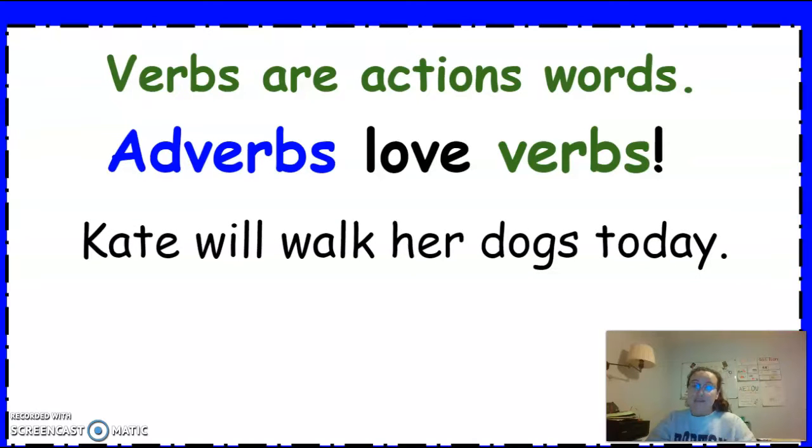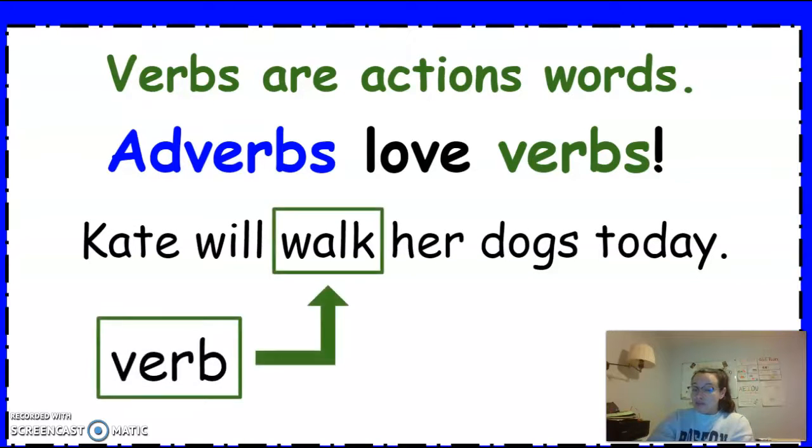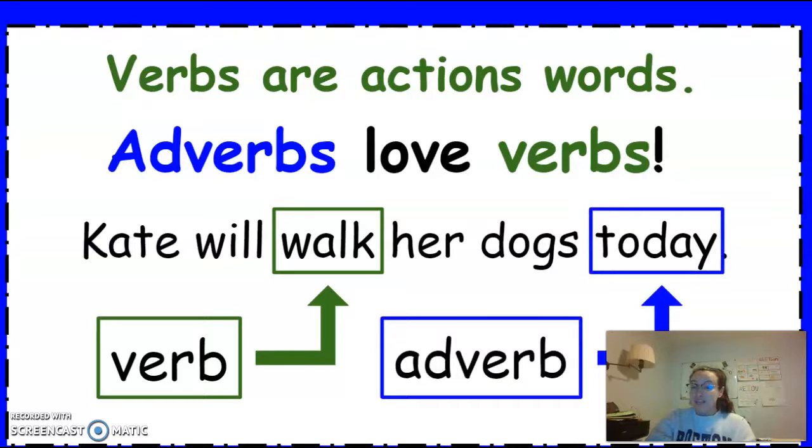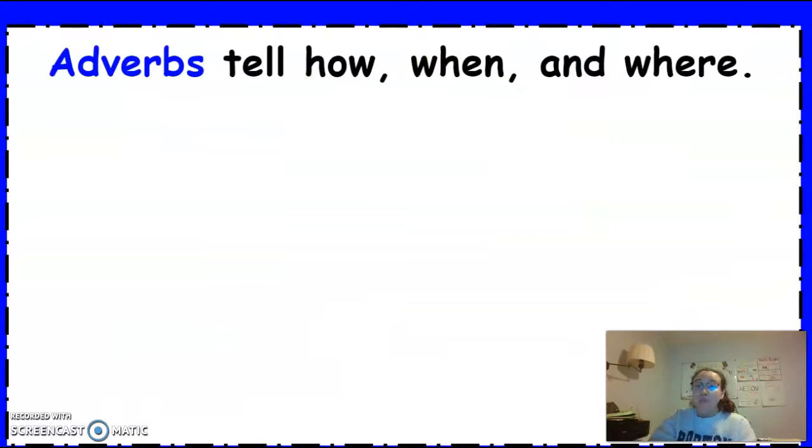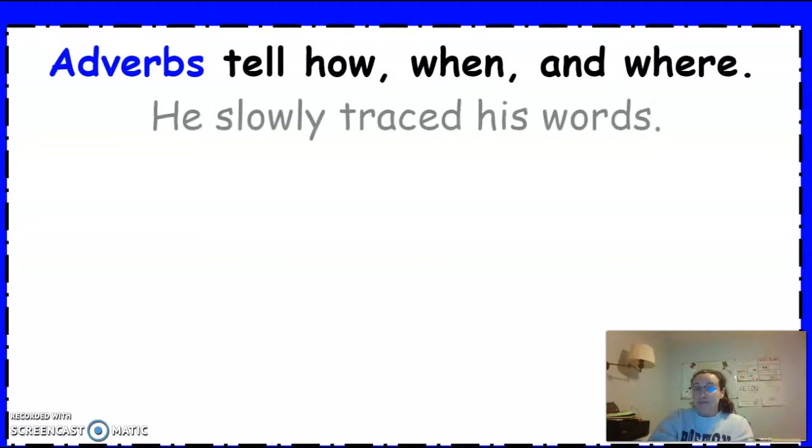Let's take a look at this example. Kate will walk. There's our verb, right? We know that Kate is walking. She will walk her dogs. Kate will walk her dogs today. Today would be our adverb. So we could easily use the sentence, Kate will walk her dogs, but by adding today, we're telling when it is happening. So we know that adverbs tell how, when, and where.